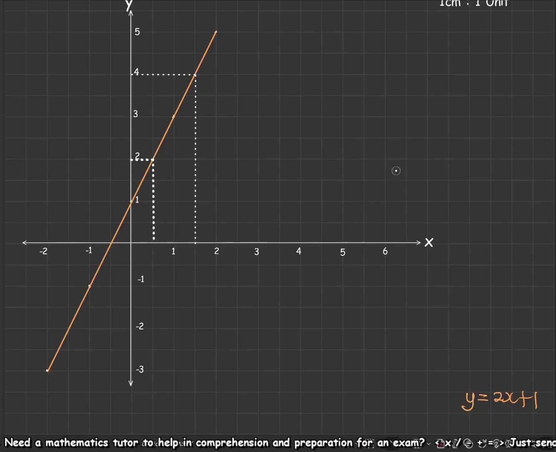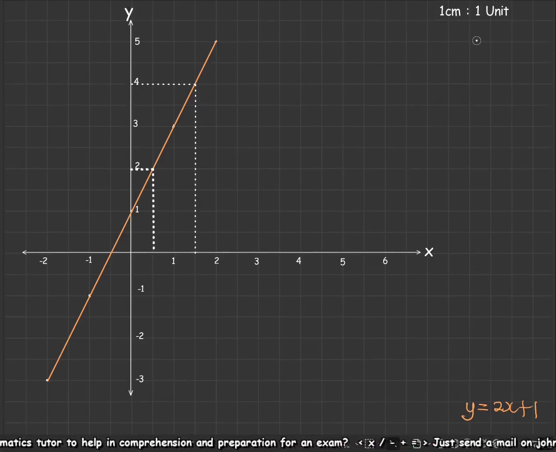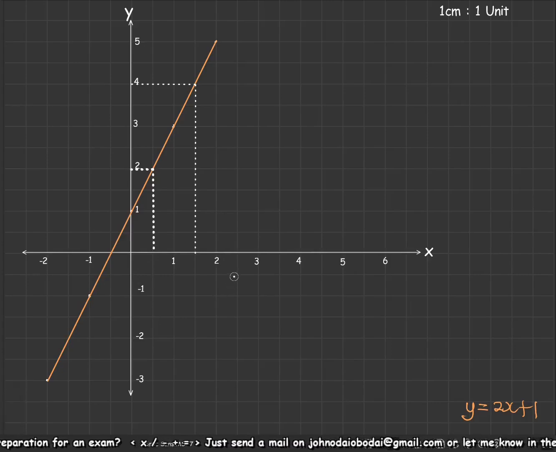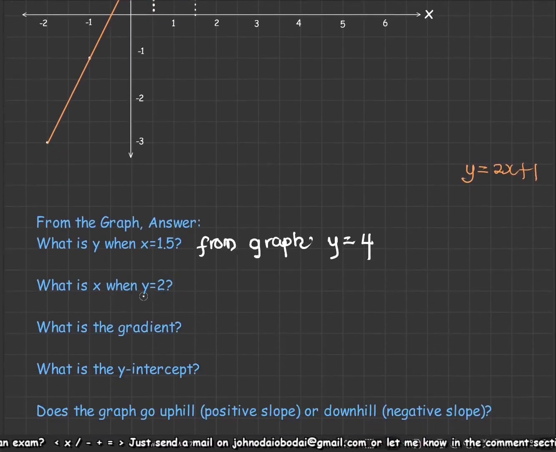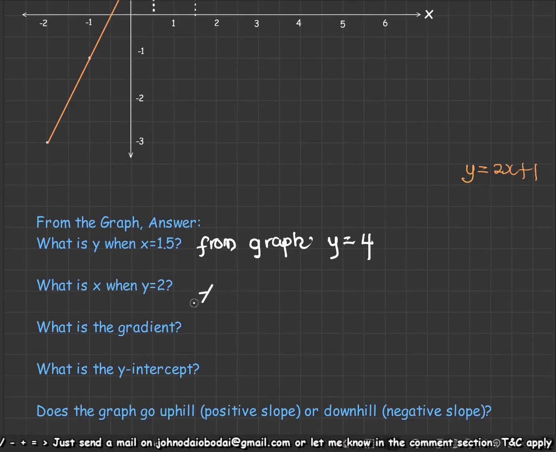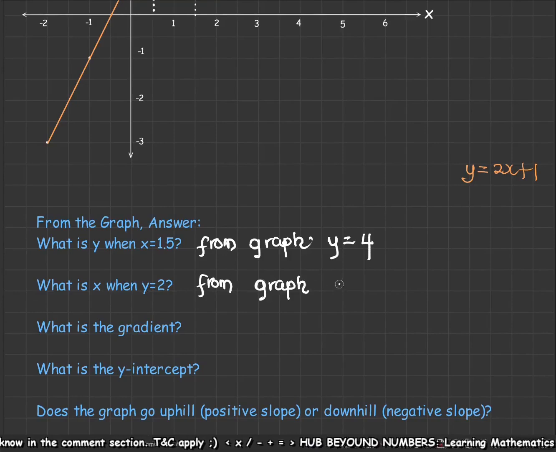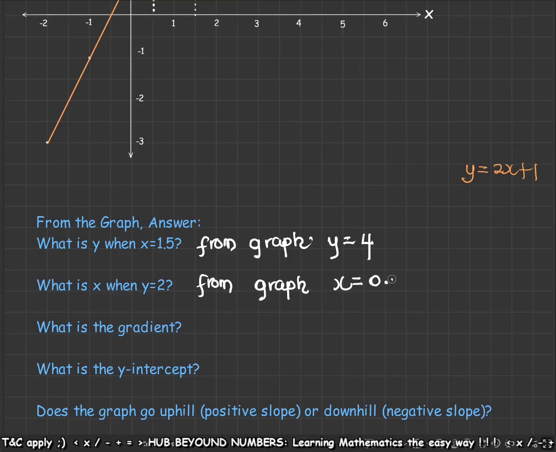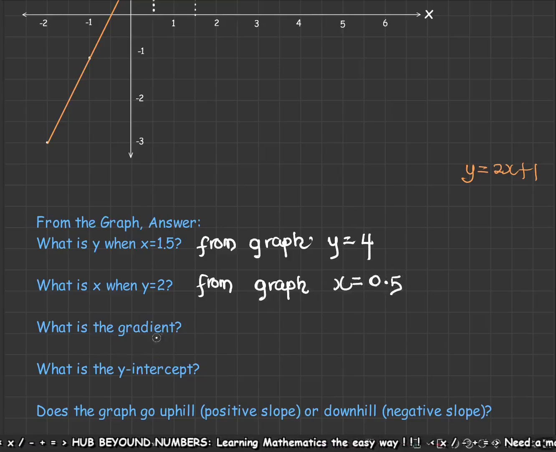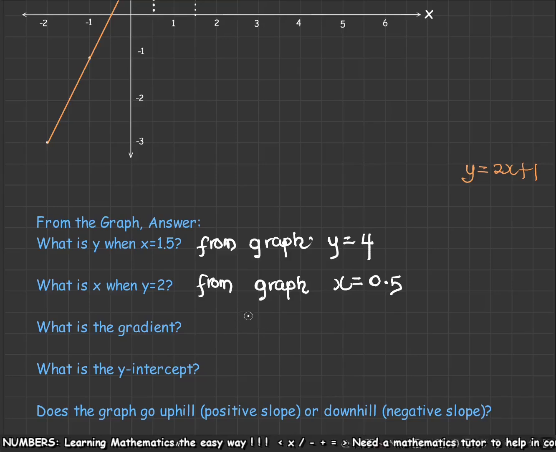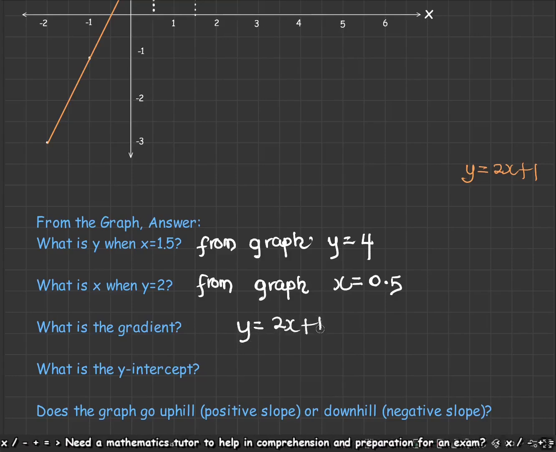And per our scale, which says 1:1, it simply means that the point here is 0.5 or a half. So we come back here and say, what is x when y equals 2? From graph, when y equals 2, x equals 0.5. You see? And this part of the question says, what is the gradient? For the gradient, you don't necessarily even have to solve for anything, because if you remember, the equation of the line was giving us 2x plus 1.